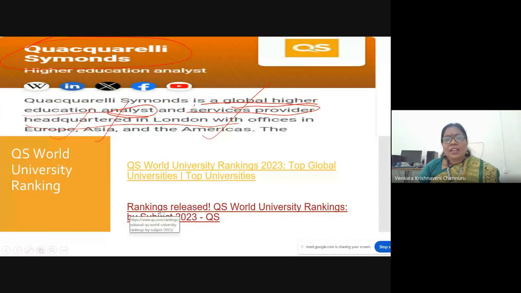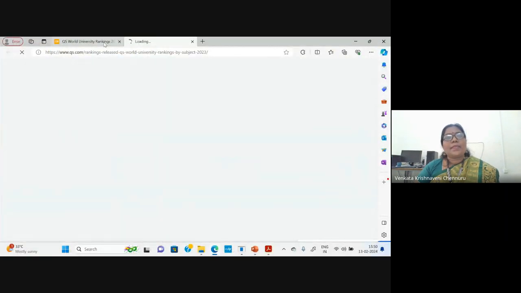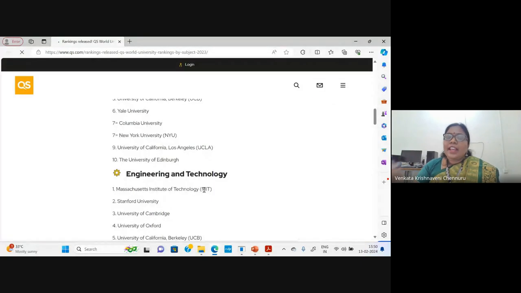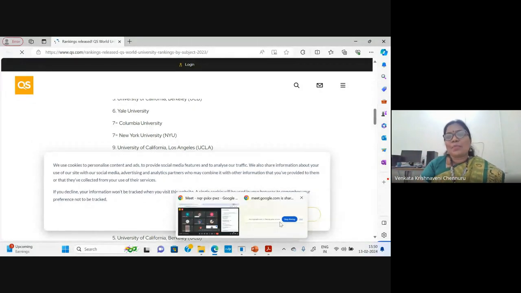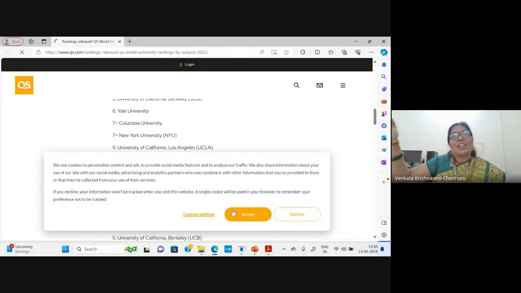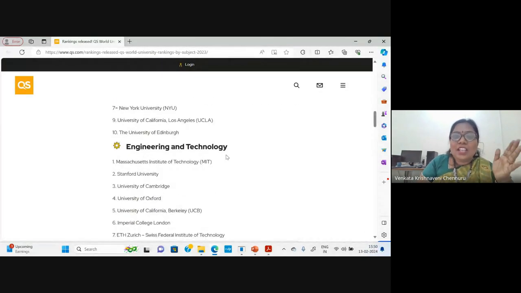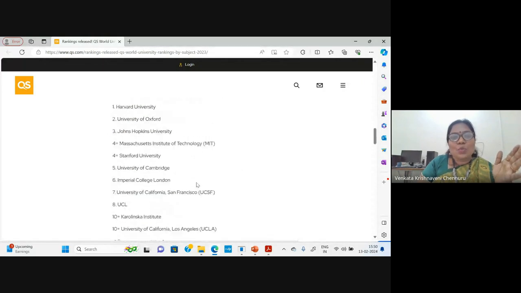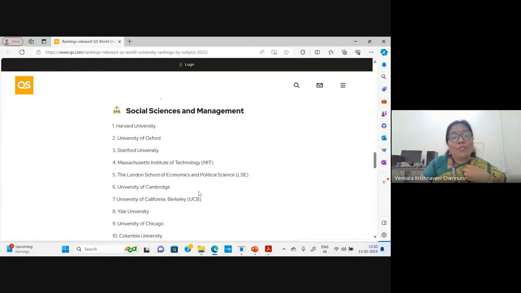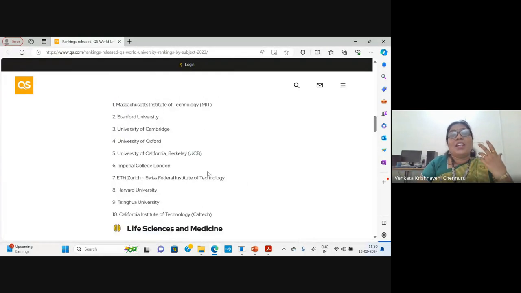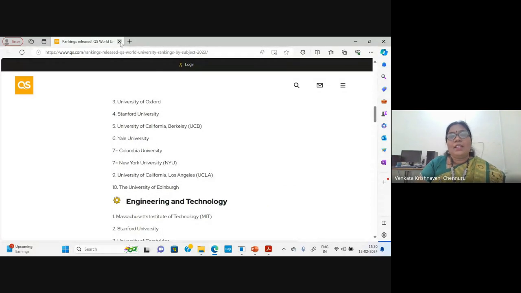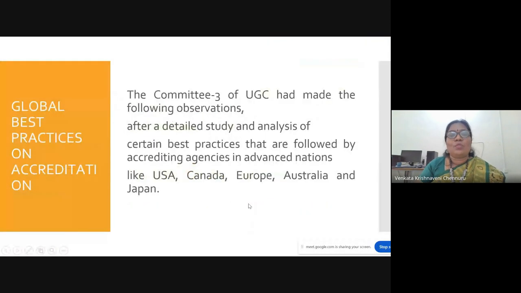And rankings released. See, whenever NIRF releases ranks, the first 100, first 200, like that they will be releasing. Now we too might have got some score, but maybe of some other rank, 201 or 101, like that. But see, these are the topmost universities which are ranked for arts and humanities, engineering and technology, life sciences and medicine, and so on. So here we would like to see our Indian institutions in these global rankings of top 10. So this is also the reason why we need to go for change.